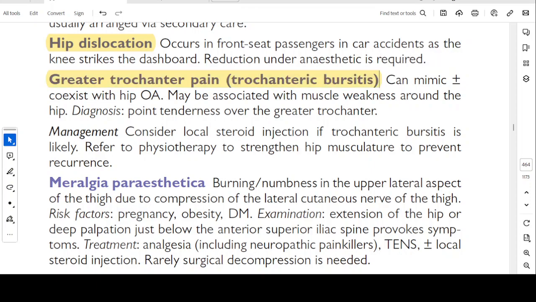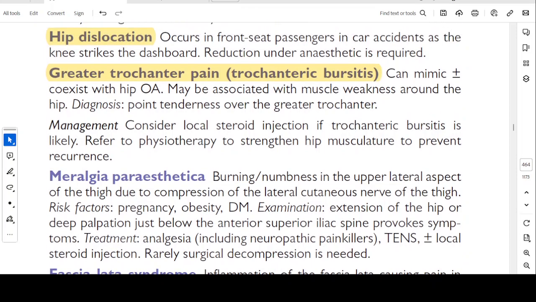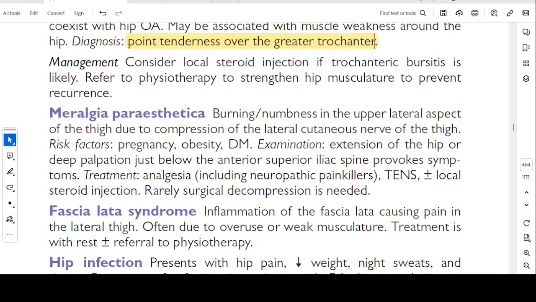Greater trochanteric pain or bursitis can mimic or coexist with hip osteoarthritis, and may be associated with muscle weakness around the hip. This is a lateral hip pain. Diagnosis: there is point tenderness over the greater trochanter. Management: consider local steroid injection if trochanteric bursitis is likely. Refer to physiotherapy to strengthen the hip musculature to prevent recurrence.